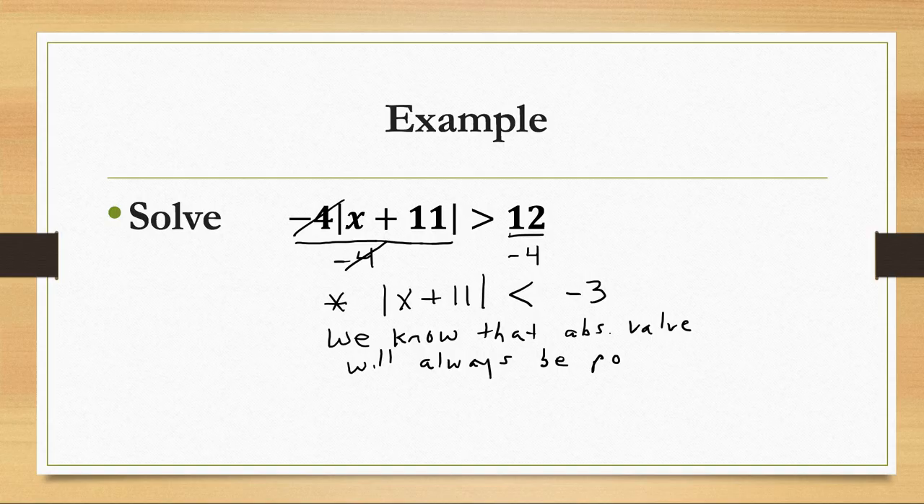Now, why is it important for me to note that? Because what this problem is asking me to do is to find x values where the absolute value is going to be less than a negative number. And we know that that is not going to be possible. If this part of the problem is always positive, we're never going to have a positive number be less than negative 3. And so because of that, we don't actually have to work this one out. We can simply say that there is no solution to this absolute value problem.